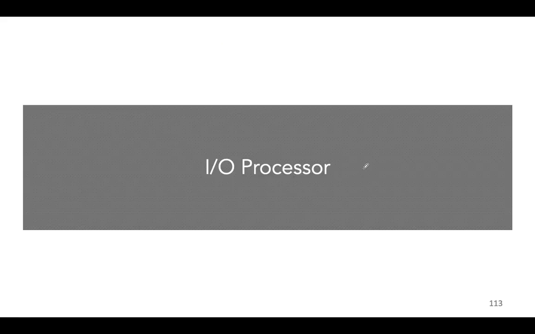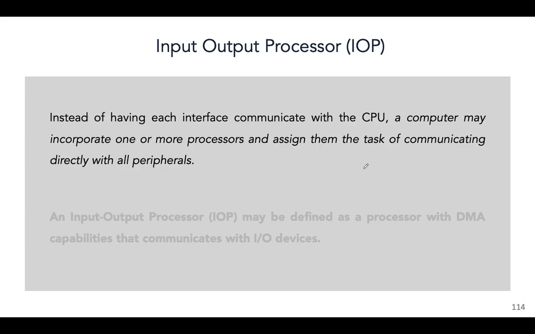All right, finally, this is the last topic for this video as well as this unit, I/O processor. So let's see what an I/O processor is. Now, input-output processor. See, instead of having each interface communicate with the CPU, a computer may incorporate one or more processors and assign them the task of communicating directly with all peripherals.